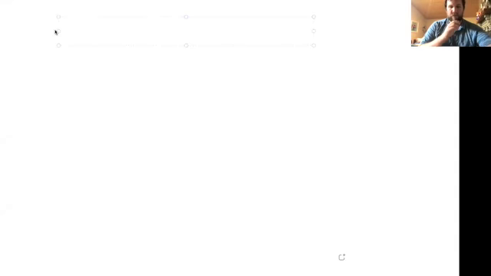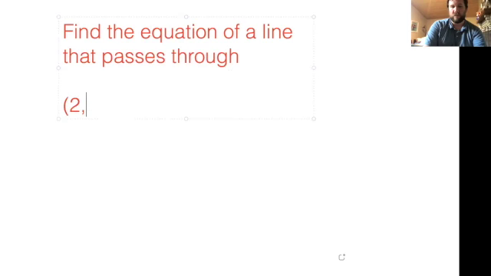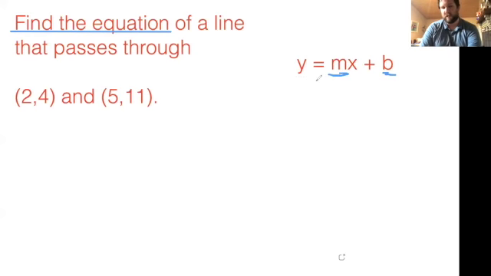So we could look at a question like: find the equation of the line, and we know two of the points that the line passes through. So let's say (2, 4) and (5, 11). Our goal is to find the equation, so let's make sure we're clear on that. To find the equation of the line, we need to find both parameters. M is a parameter and B is a parameter, and these are the things we're trying to solve for.